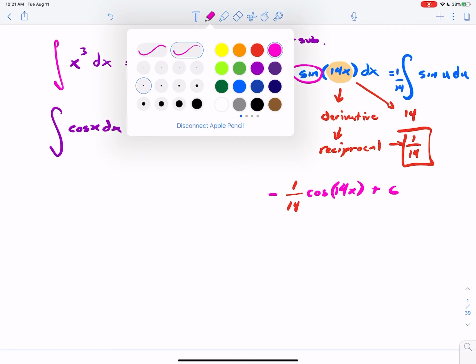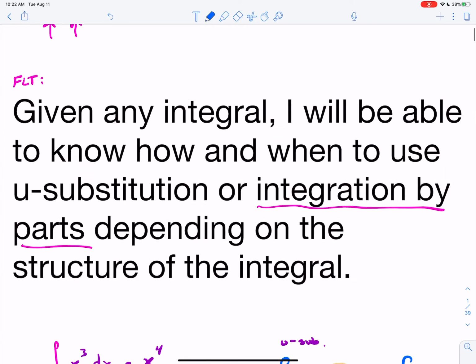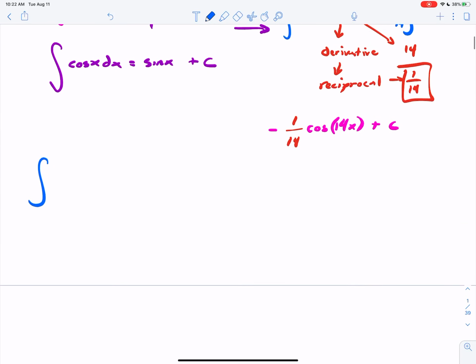So let's try this out real quick. Suppose I gave you guys the integral of, oh gosh, e to the 30x dx, okay?